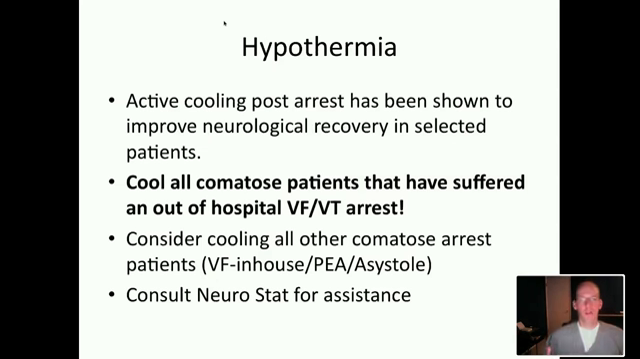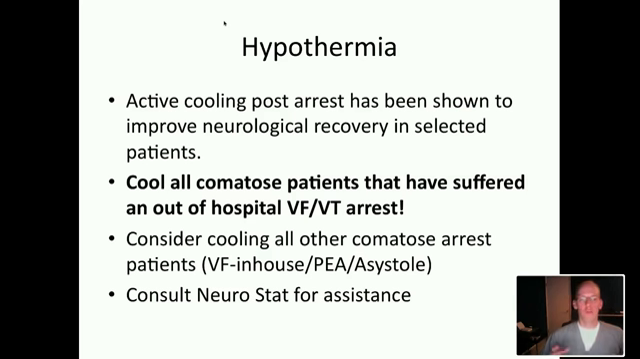So hypothermia. This is emerging and ongoing research that shows that active cooling post-arrest has improved the neurological recovery in selected patients. So in some patients, this is a wonderful thing. It absolutely improves their brain. Others, it may not. So there are some strong indications, some questionable, but a lot of people are saying it's worth an attempt, at least on a potentially salvageable patient, to cool them.